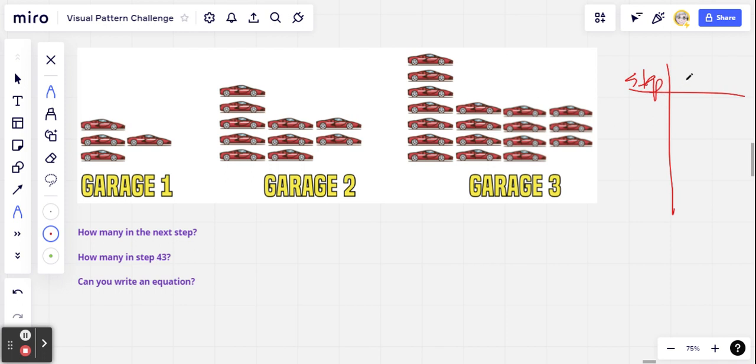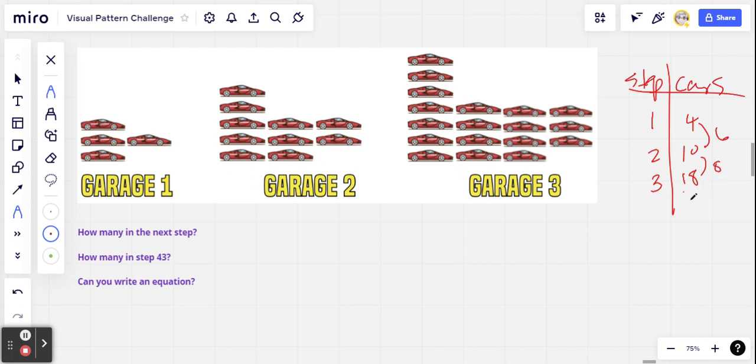So I'm going to make a chart with the step number and the number of cars. In step 1, we've got 4. In step 2, let's see, that's 6, 7, 8, 9, 10. And in step 3, there's 12, 13, 14, 15, 16, 17, 18. Okay. So is there a pattern we can see here? Well, it looks like this is not going to be linear. And I know that because when I take the differences, 10 minus 4 is 6, and 18 minus 10 is 8. So it's not the same. It's increasing. The amount that it's increasing increases as you go up.